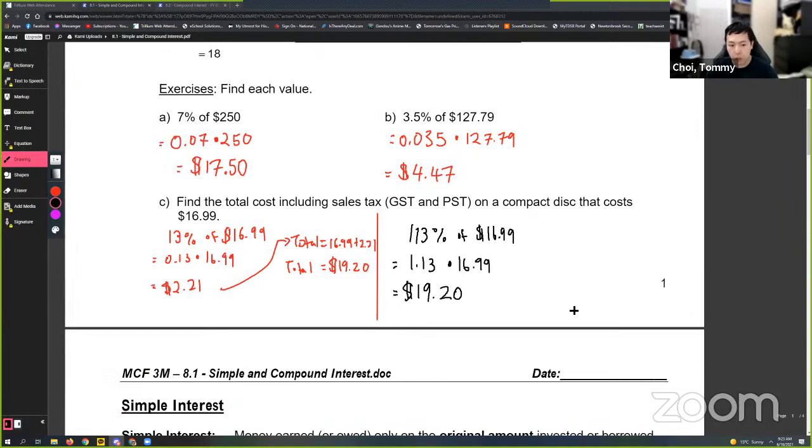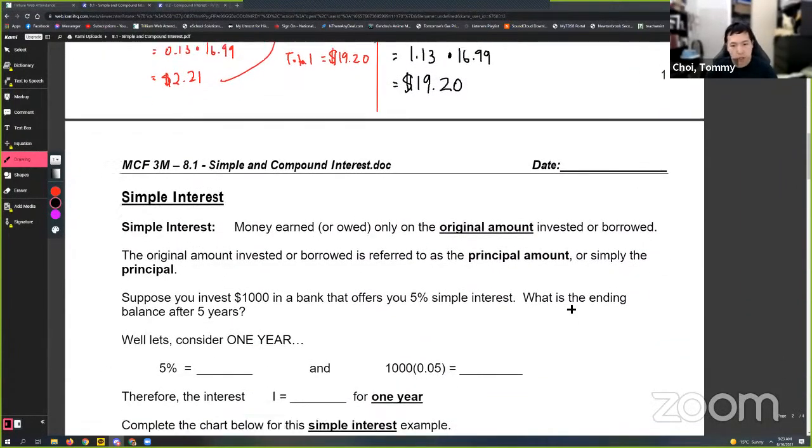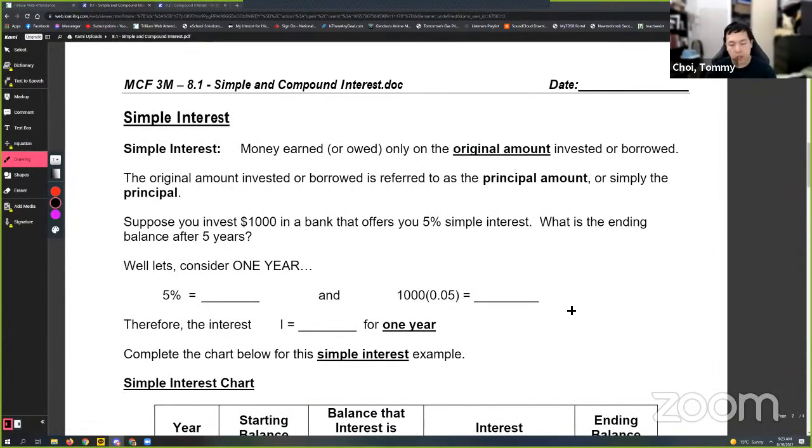That pushes us into simple interest. So simple interest is money earned or owed only on the original amount invested or borrowed. So what does that mean? Well, if I say, oh, I put $1,000 in the bank, and the bank gives me like 2% interest, then I'm only getting 2% of $1,000 every year, rather than 2% of my new amount every year. Right? So that's simple interest.